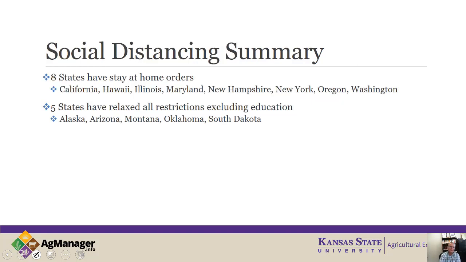To maybe summarize this, there's 8 states that still have stay-at-home orders. Those are California, Hawaii, Illinois, Maryland, New Hampshire, New York, Oregon, and Washington. And then there's 5 states that have relaxed all restrictions excluding education. Those would be Alaska, Arizona, Montana, Oklahoma, and South Dakota. And so that has not changed over the last week.